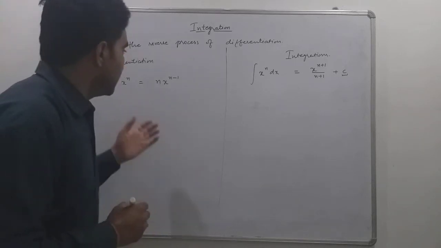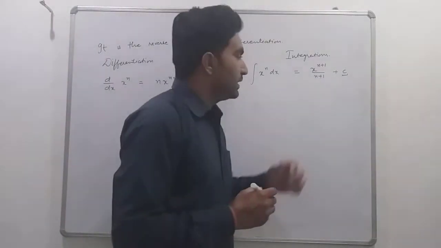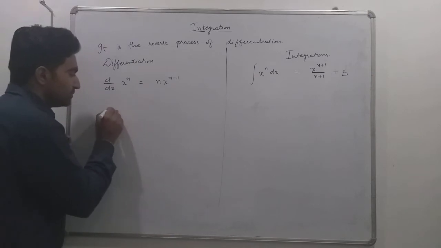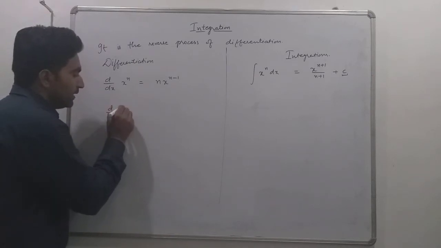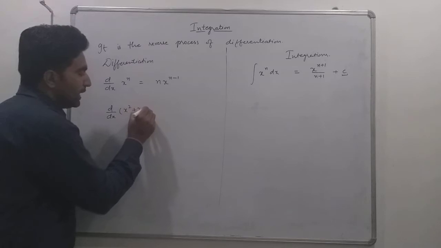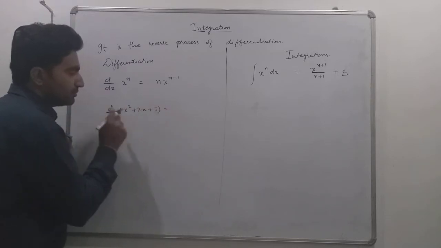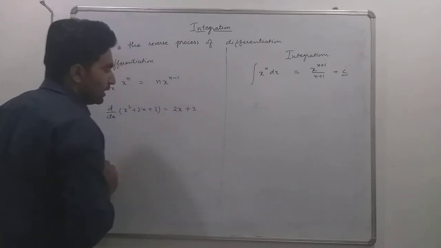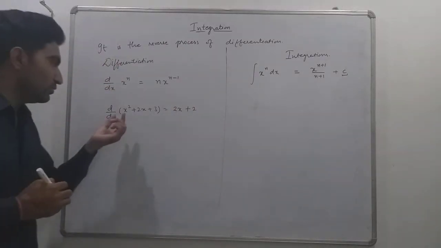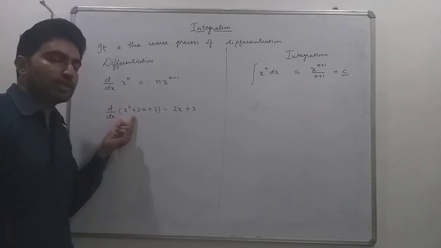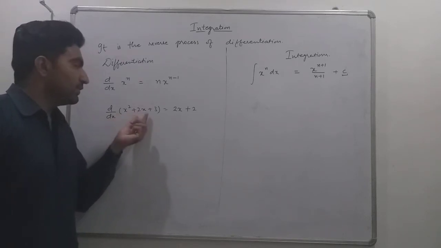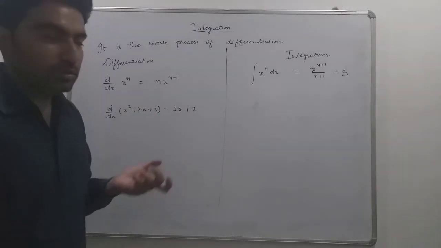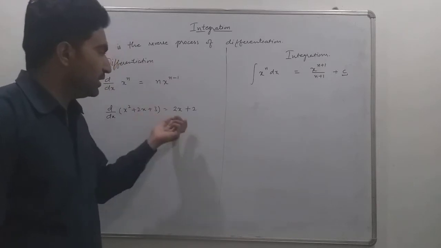In case of differentiation, let's talk about this constant. Suppose we are differentiating a function like d/dx of x square plus 2x plus 3, we have 2x plus 2. Okay, we have 2x plus 2 because the differentiation of x square is 2x, and the differentiation of 2x is 2, and 3 is a constant quantity. So the differentiation of a constant quantity will be equal to 0.